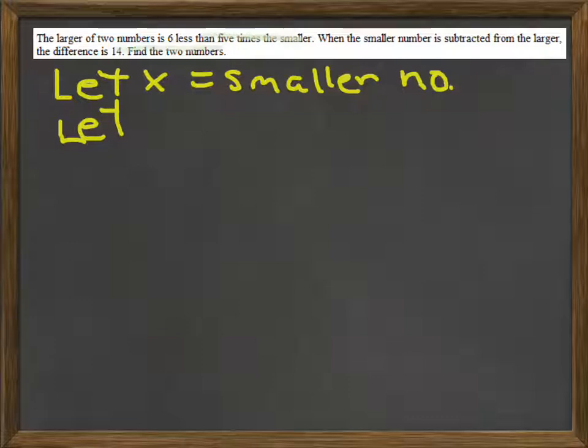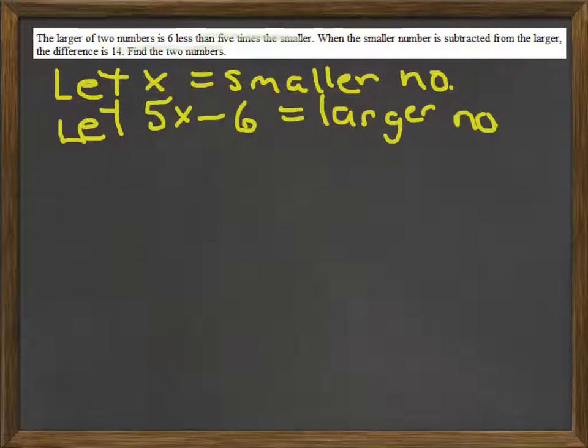Now, it also says the larger of two numbers is 6 less than 5 times the smaller. Less than, remember that one, where the order that you say it in English is different than the order you write it in math. So you'd say, let 5x minus 6 be the larger number.